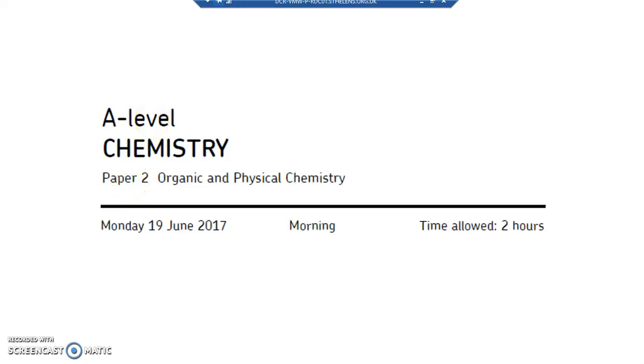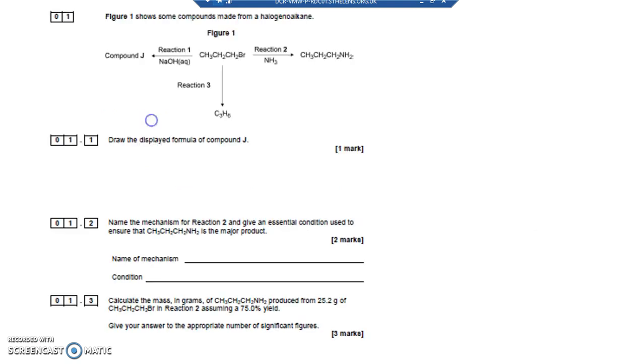A-Level Paper 2, June 2017. I've got a reaction pathway here and I've got 1-bromopropane making compound J with sodium hydroxide. It says it's aqueous. In cold aqueous, that means it's got water.